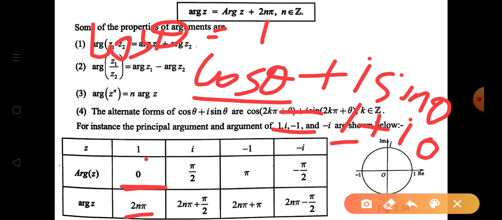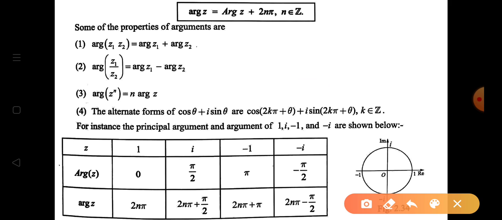Once again listen, we are equating imaginary parts, that is sin theta is equal to 0. When sin theta is equal to 0, yes, theta is equal to 0 degrees. So here the argument is 0. Do you understand? Okay, so for z equal to 1, the argument is 0.